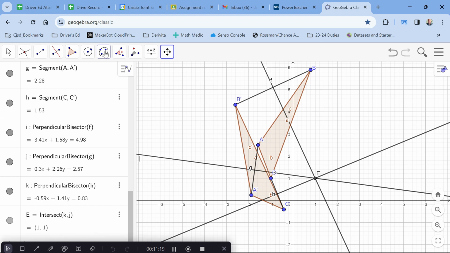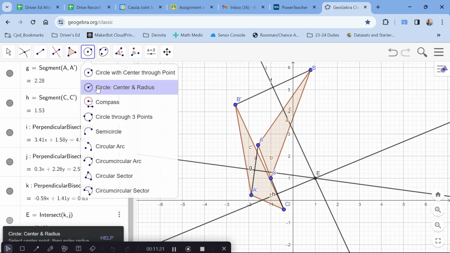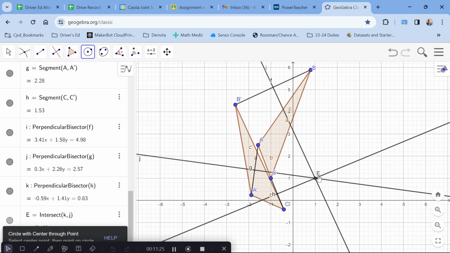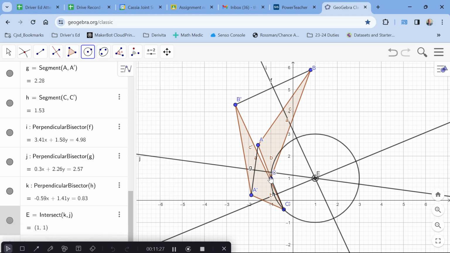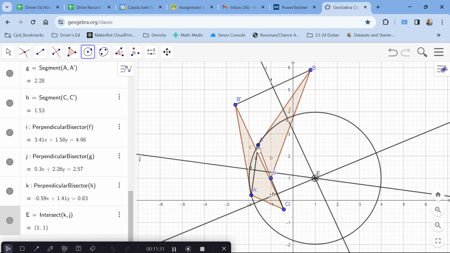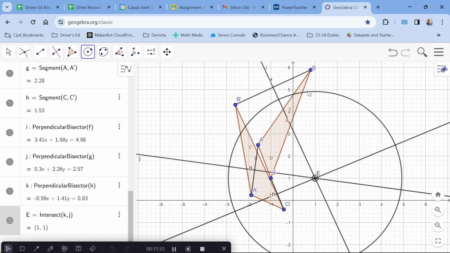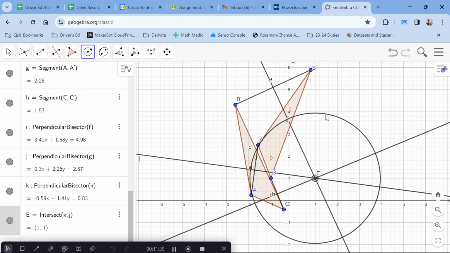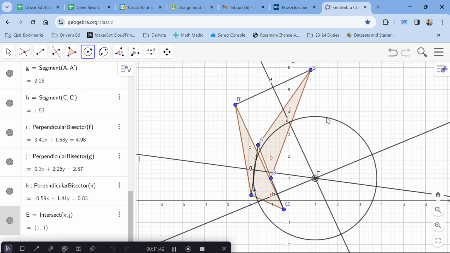Okay, here's some proof of that. If I were to draw a circle that went through C, you could see that it would also go through C prime. Or if it went through A, it would also go through A prime. If it went through B, it would also go through B prime because it was a rotation. Okay, so that's how you can do a check for a rotation.